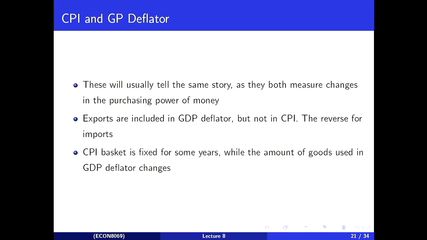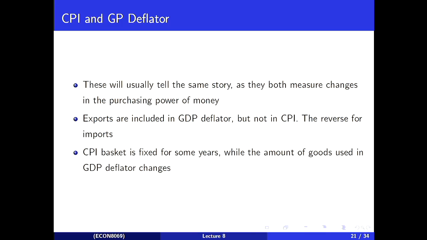Anyway. Okay, CPI and GDP deflator. Obviously it should be GDP, because GP deflator is not a thing. So, CPI and GDP deflator. They are different, for reasons we talked about. They will usually tell the same story, right? They're both trying to measure changes in the purchasing power of money. Changes in how much you can get for the same amount of money. Changes in prices. So they should, in most cases, look pretty similar. And if you go to data, they basically always look pretty similar. There are some differences, but they look pretty similar most of the time.